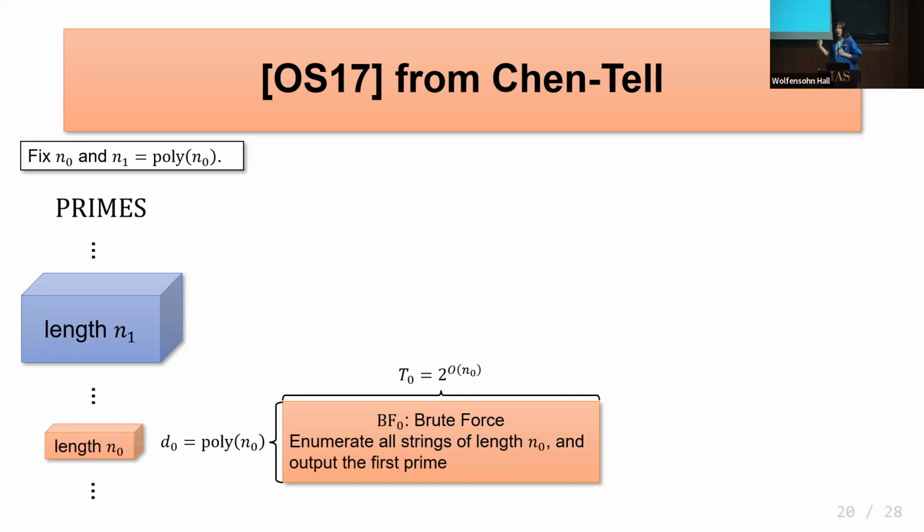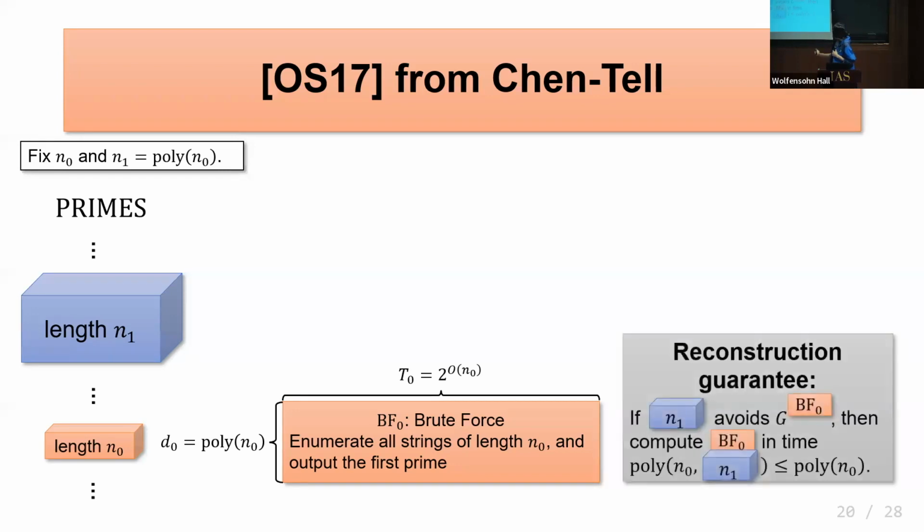So now we have a uniform low-depth circuit. The natural thing to try is to plug it into Chen-Tell. Using Chen-Tell, we have a generator based on this low-depth circuit. And we use primes on the larger input length n1 as a potential distinguisher for the generator. The reconstruction guarantee of Chen-Tell is the following: if primes on length n1 avoids the generator based on brute force 0, then we can compute the output of brute force 0 in poly(n0, n1) time. So hopefully this is clear.